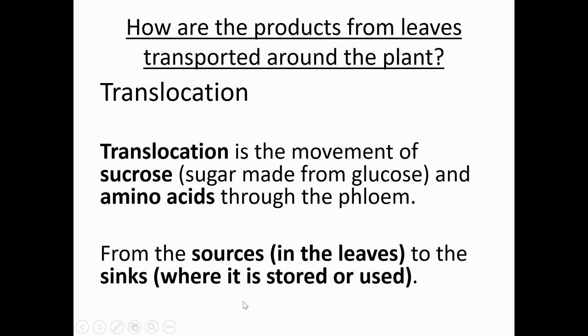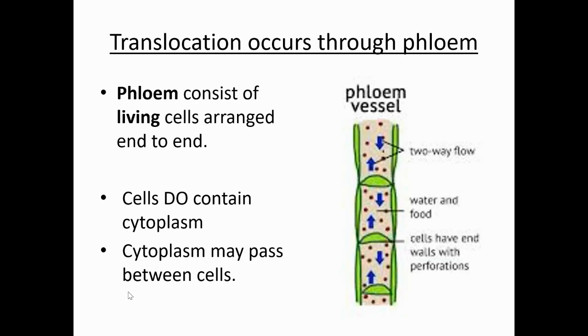For instance, a potato is a store of sugars in the plant. They store it as starch. Potatoes are underground, away from where all the sugars are made, and so translocation moves those sugars from the leaves down to the sinks, which are the potatoes. That's the example. A little bit more complicated. Translocation occurs through the phloem.